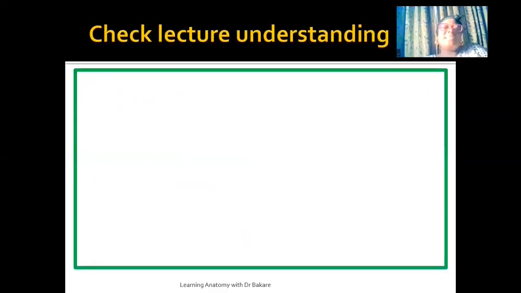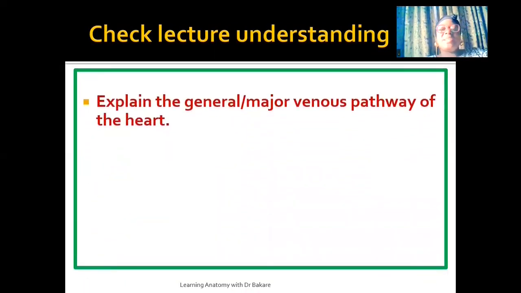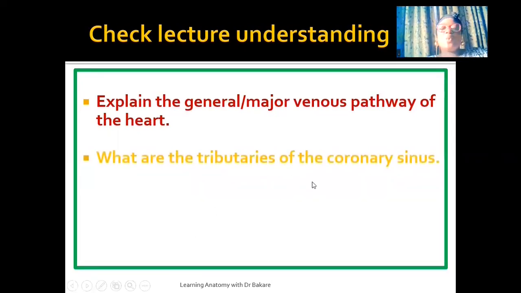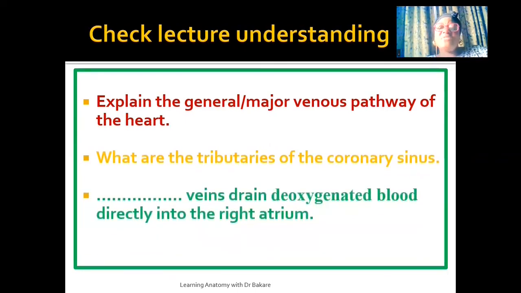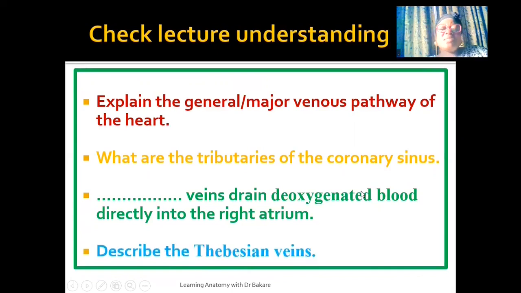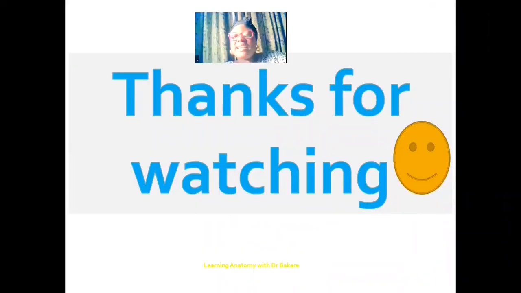So let's check our understanding of this lecture through the following questions. The first one is to explain the general or the major venous pathway of the heart. The second question is, what are the tributaries of the coronary sinus? The third question is, dash veins drain deoxygenated blood directly into the right atrium. We've tried to highlight the veins that drain their deoxygenated blood directly into the right atrium during the course of this lecture. And the last question is, describe the Thebesian veins.